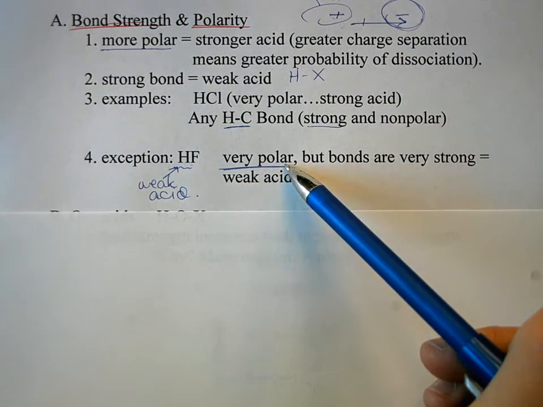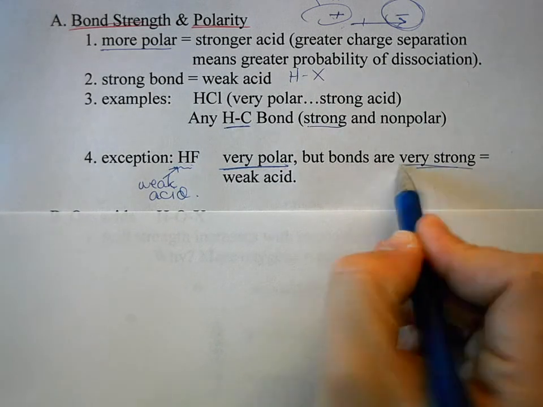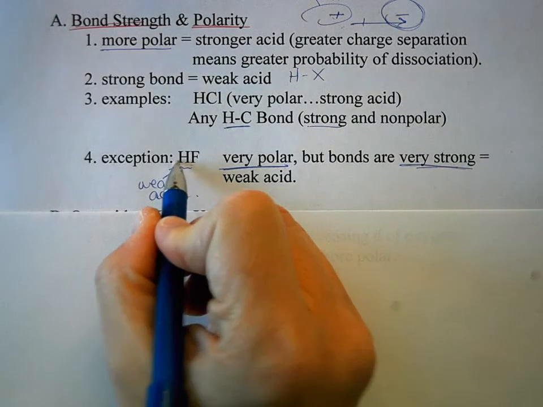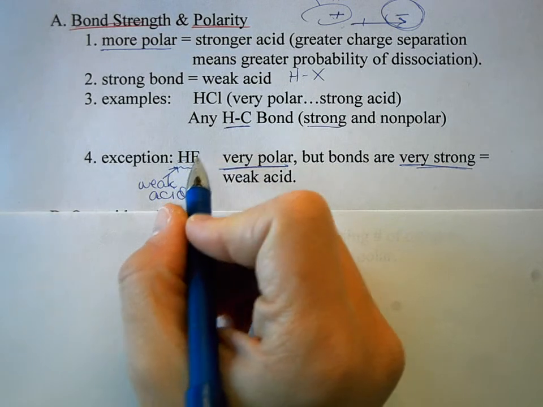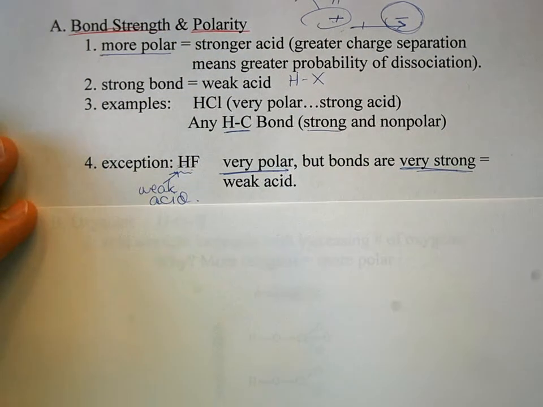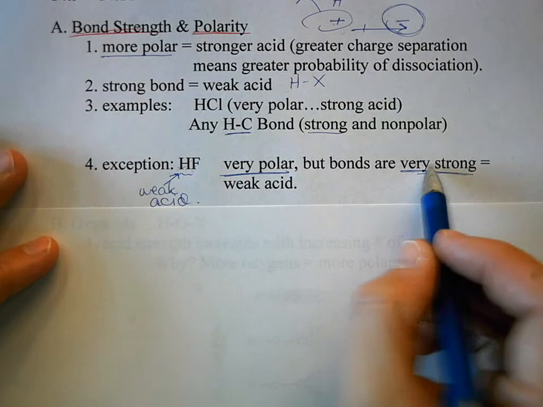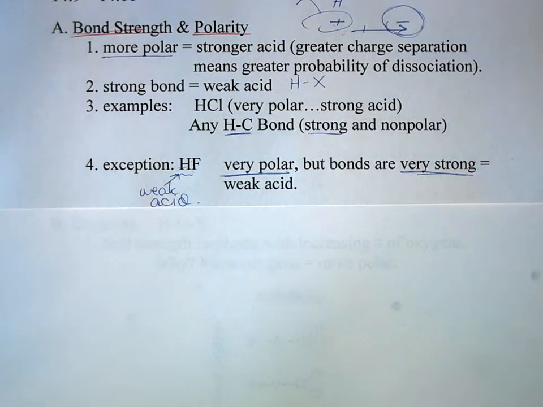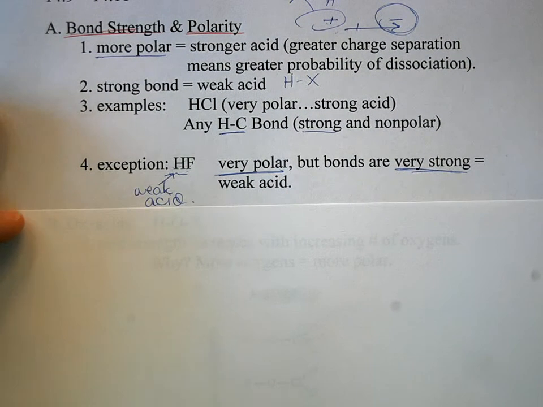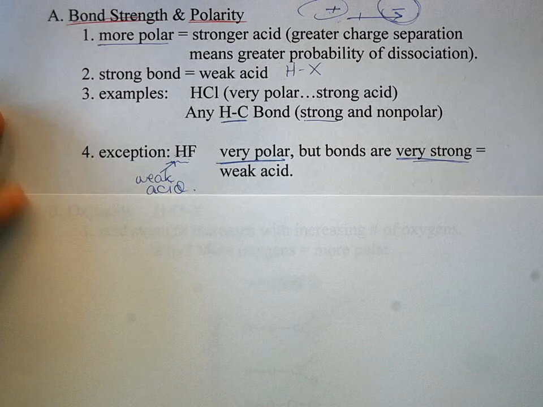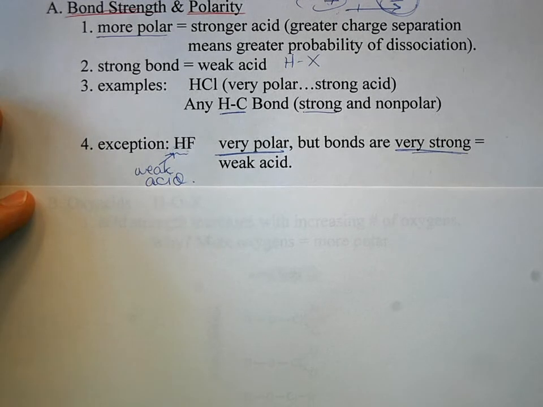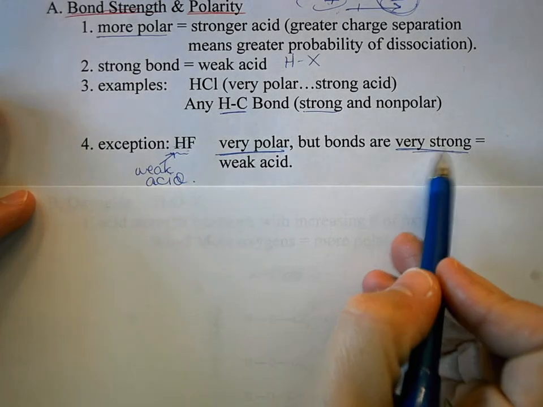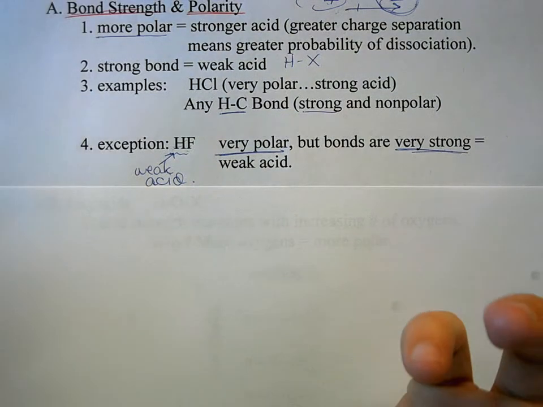Even though it's very polar, the bond is very, very strong because of the size of these two atoms. Hydrogen and fluorine are both very small, and so they're very close together. So the bond that holds them together is very strong. The strong bond basically wins over the polarity of the molecule and holds that hydrogen in, so only a little bit of the hydrogen will dissociate in solution, and it's a weak acid. Whereas the other halogen acids, hydrochloric acid, hydroiodic acid, and hydrobromic acid, are still very polar, but their bonds are not strong enough to win over that, so they are strong acids.